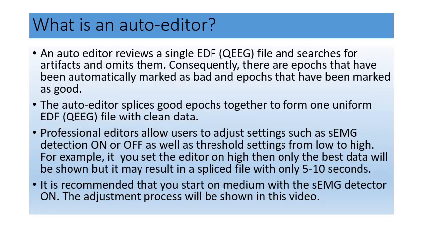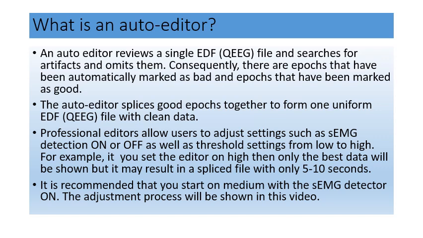results. An automatic editor reviews a single EDF file, that's a QEEG file, and searches for artifacts and removes them or omits them from the file. Consequently, the artifacts that have been automatically marked as bad are removed, and the epochs that have been marked as good remain. Now, what do we do with those good epochs? Well, the automatic editor splices those good epochs together to form one consolidated EDF or QEEG file with clean data.